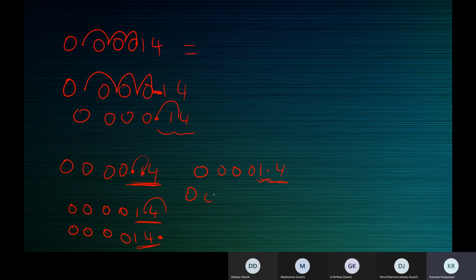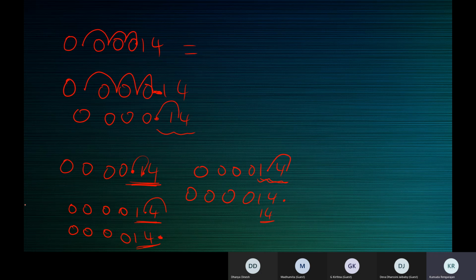But supposing you move it here: 0, 1, 2, 3, 4 zeros, 1, 4, and you bring it here. So this is nothing but 14 point, meaning it's 14. It's more than 10. The first part of the scientific notation can be 1, anything more than 1 but less than 10. So the first part cannot be 14. It's more than 10. It has to be 1.4.